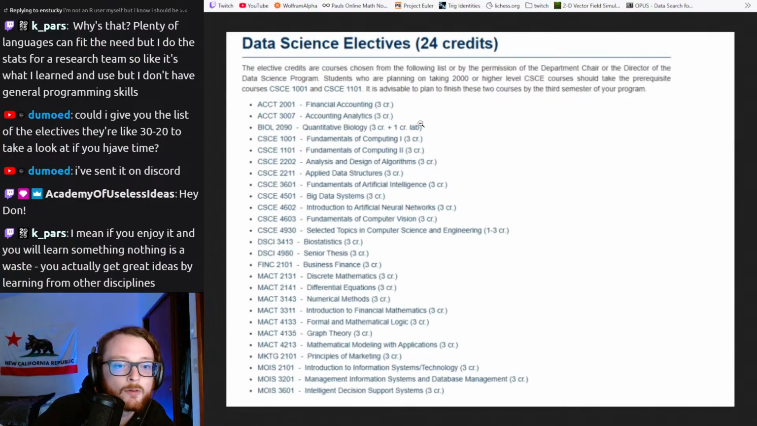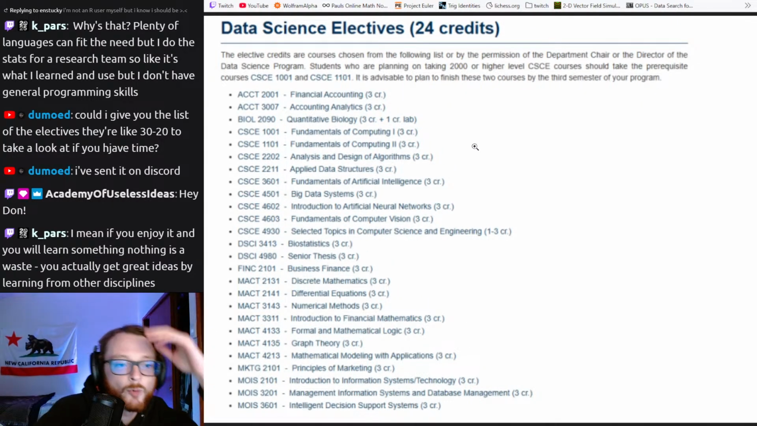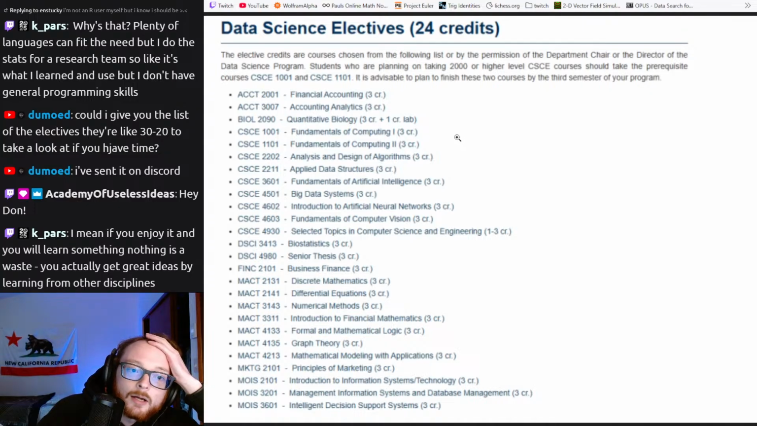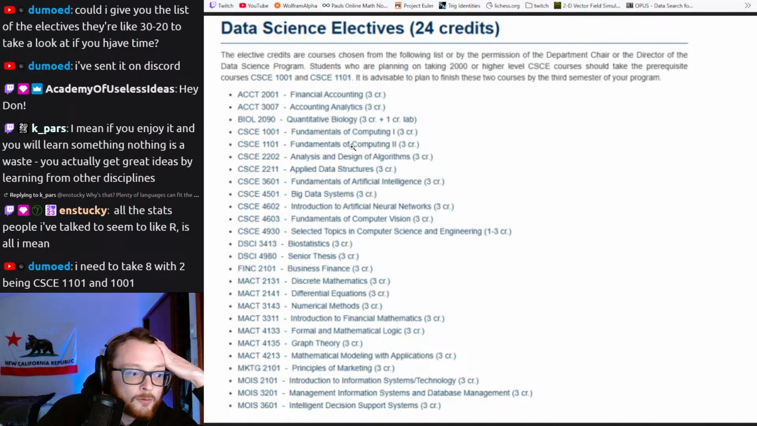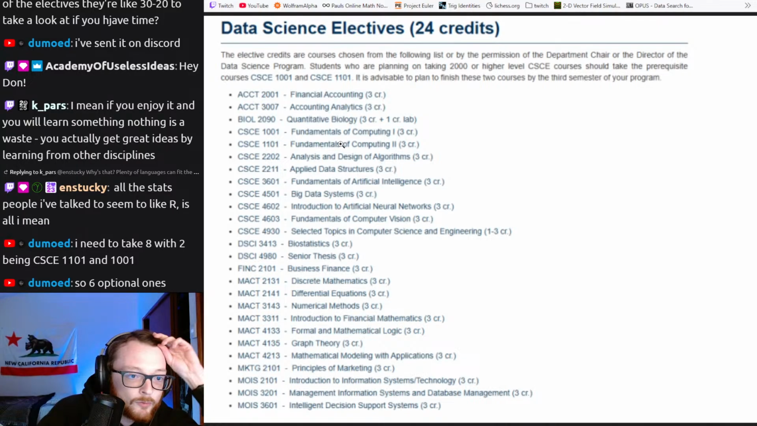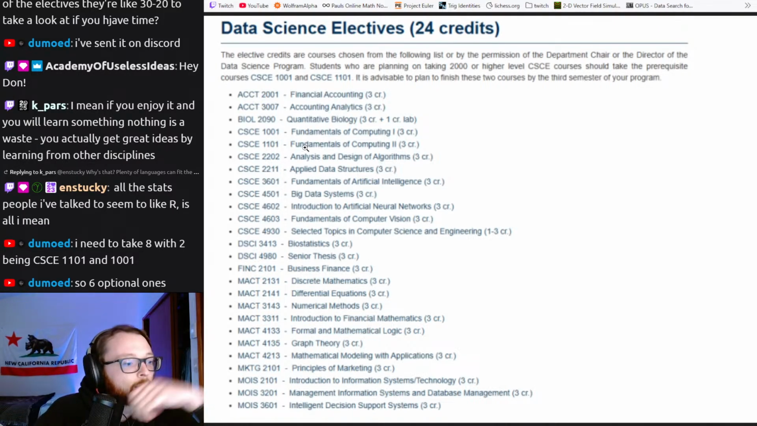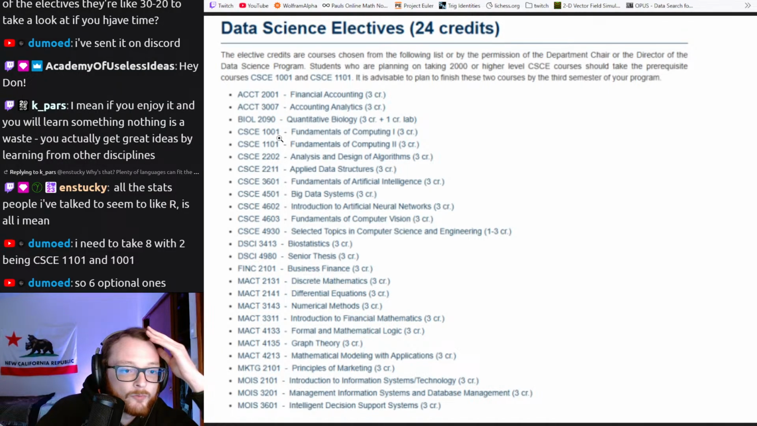All right, so these are the electives that Doomwood could potentially take. If you're interested in data science, algorithms would be a great one to know. These fundamentals of computing classes, potentially, assuming they're just general programming classes. Okay, so you have to take the fundamental one, 6 optional ones. So you have to do 1001, 1101. Okay. So you have 6 more to choose from besides these 2 here.